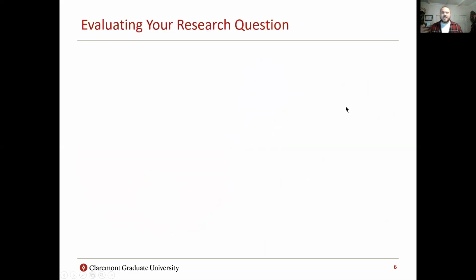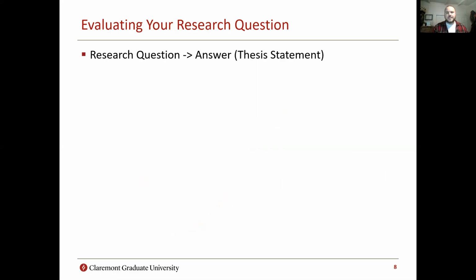So the first way to think about that maybe is to think about your research question and what it will inspire, namely an answer. Through your research, you'll hope to answer your research question. And that's what we call a thesis statement, right? Some sort of a statement of purpose or the main argument for your project.